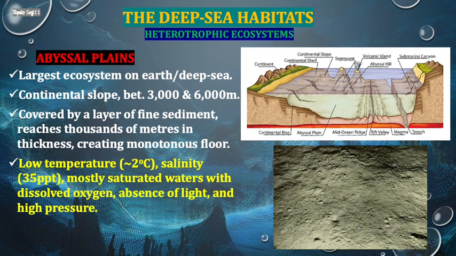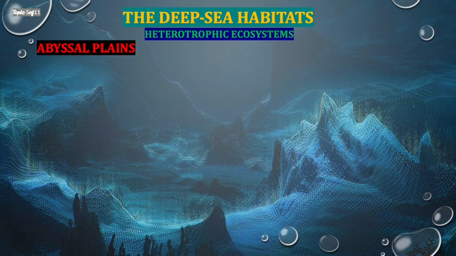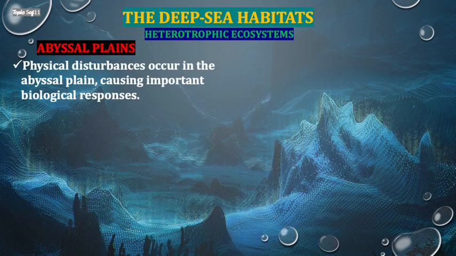The temperature in the abyssal plain is on average 2 degrees Celsius, and the average salinity is 35 parts per thousand. Mostly the waters here are saturated with dissolved oxygen, but with a very low concentration of food. And probably the absence of light is one of the important factors that affect the organisms that live in the abyssal plain.